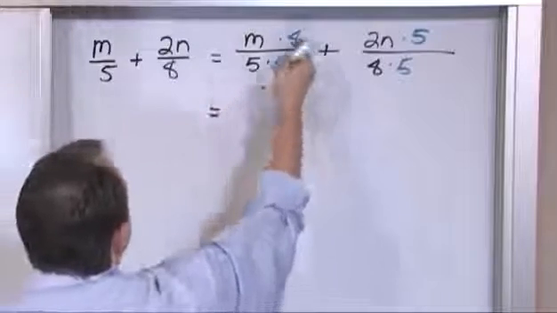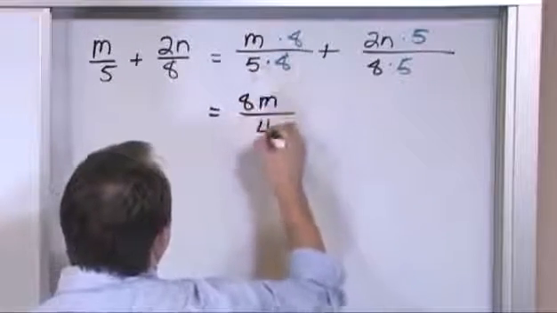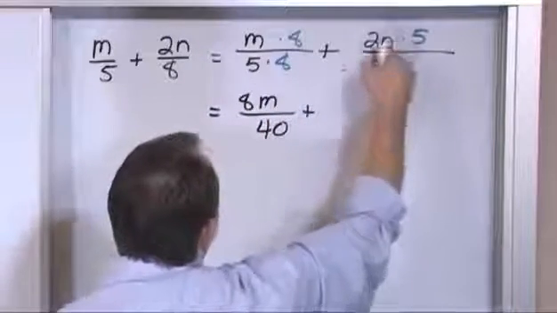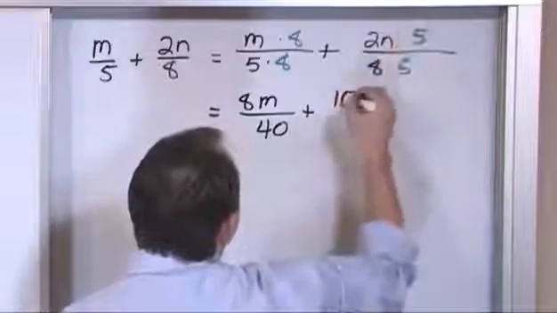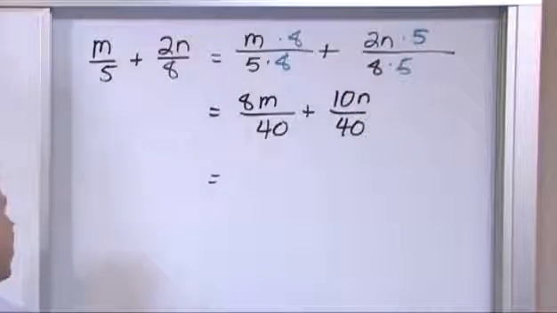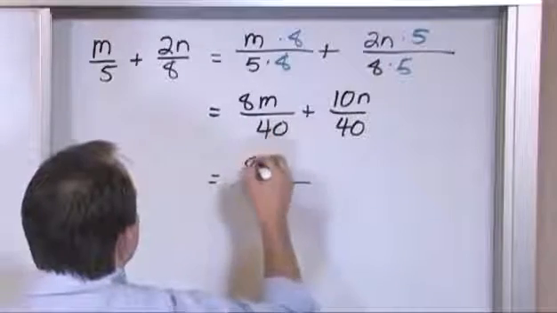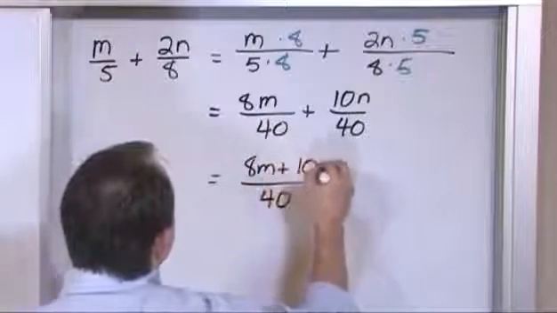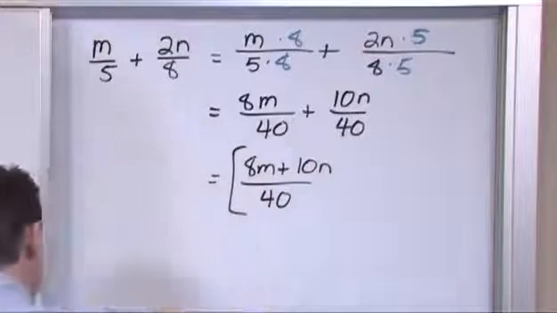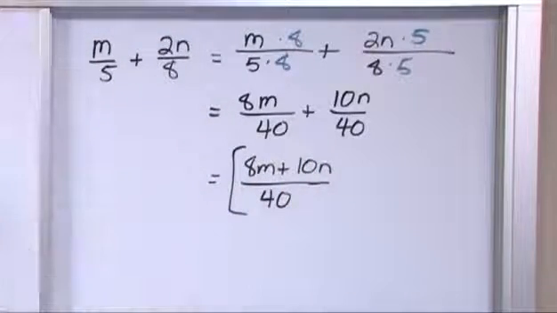So here I'll have m times 8, just write it as 8m over 40, plus, just write this as 2 times 5 is 10, 10n over 40. And our denominators are now the same, so we're going to keep them the same in our answer. 8m plus 10n.